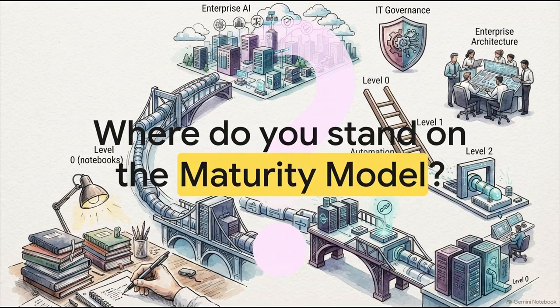So based on this architectural blueprint we've just unpacked from Chapter 4 of the MLOps Mastery Program, I want to leave you with a critical question to take back to your enterprise architecture today. Where does your organization truly stand on the MLOps maturity model? Are you still relying on manual notebooks stuck down at level 0? Or are you actually ready to build the automated bridges required for enterprise AI?